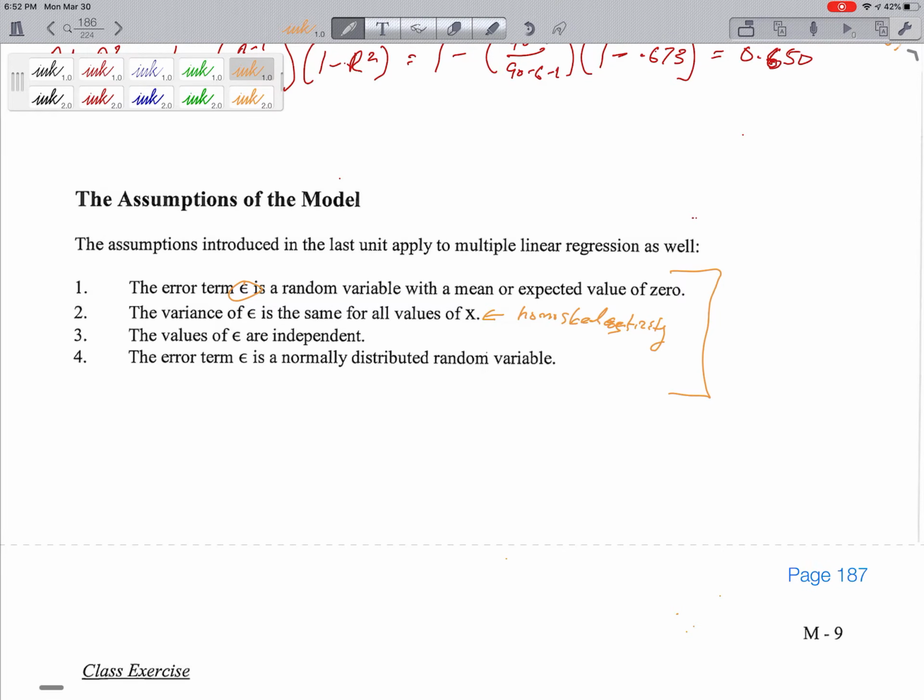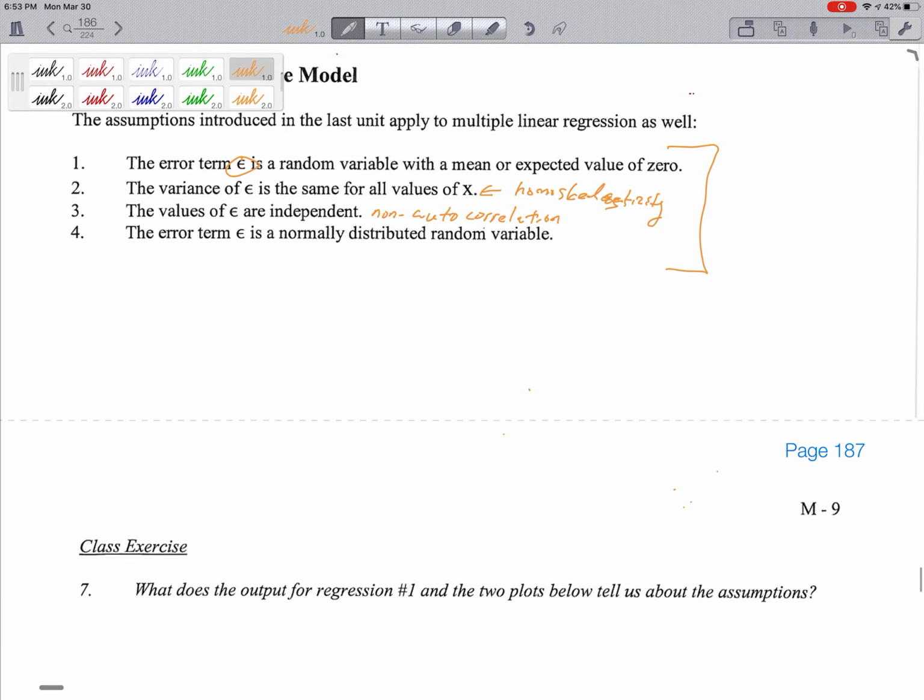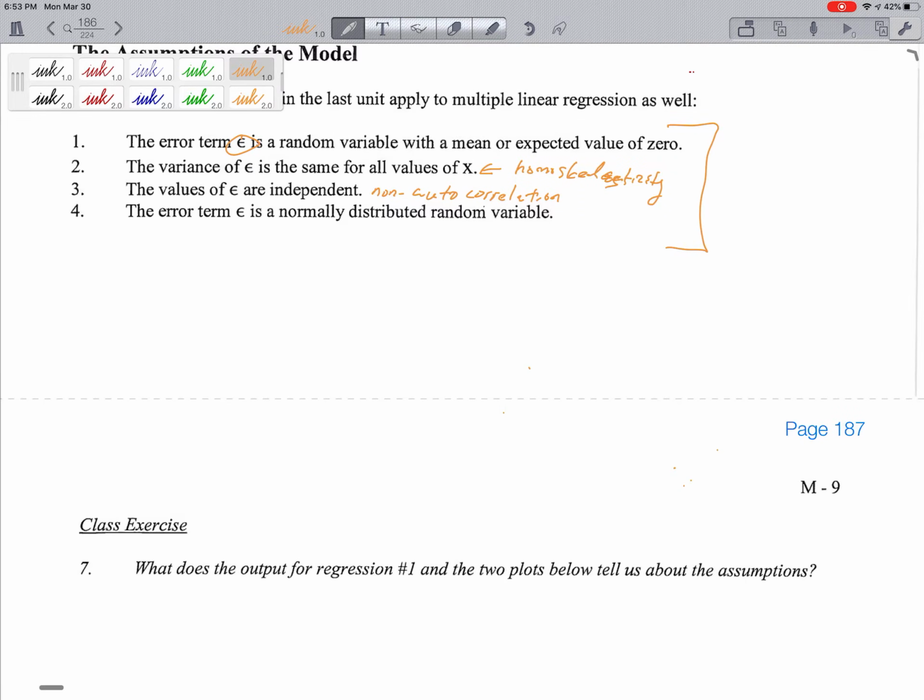And then this one here, the values of the errors are independent. And so that means that there is non-autocorrelation, that the y's are not correlated with each other. If they are, then you would say that there's an autocorrelation problem or an autoregression problem. Now, that's something that we tend to test when we're dealing with time series data. So again, if we're looking at something like, as the years increase, how does the GDP change, then that is a good candidate for testing autocorrelation for time series data.